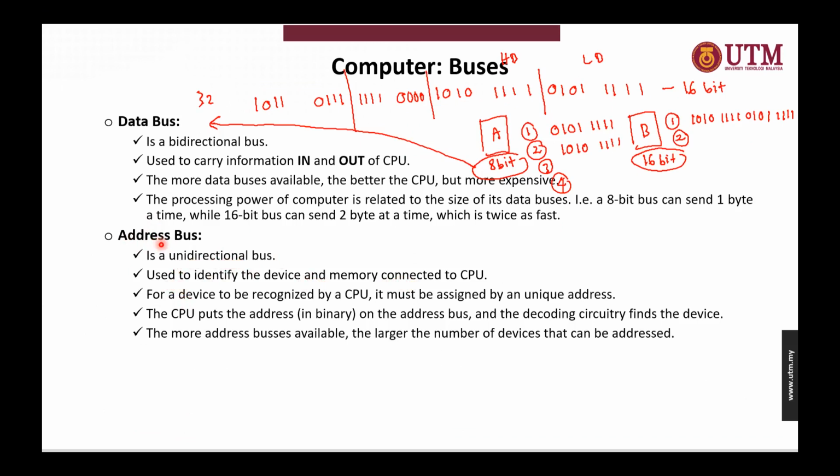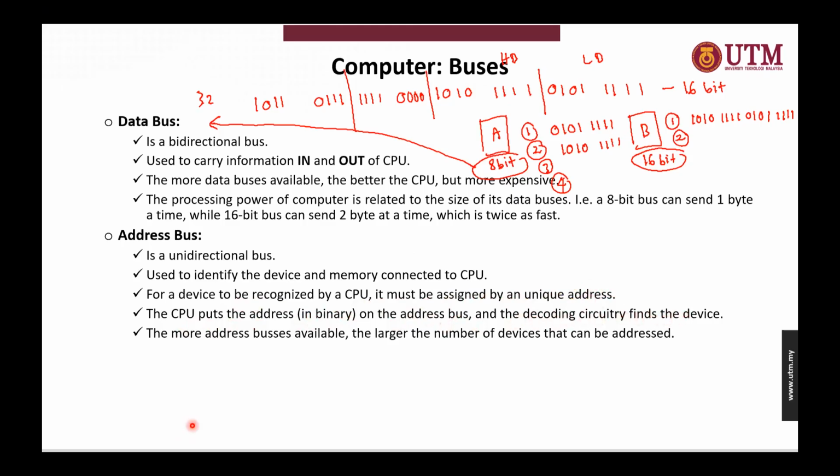Each input-output device and memory has its own address so that the CPU knows: now I'm going to take the data from this address, now I'm going to send the data to this address. For a device to be recognized by the CPU, it must be assigned a unique address. The CPU puts the address, usually in binary or hexadecimal, on the address bus, and the decoding circuitry will find the device.